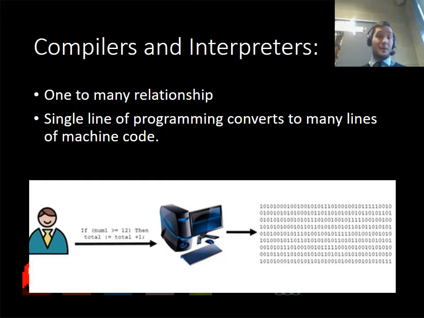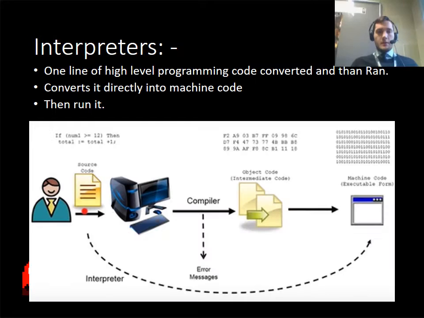So this is a one-to-many relationship, and you can see here we have our single line of programming can convert into many lines of machine code, whereas previously you noticed with the assembler that it would only do the instruction line by line, whereas this can handle multiple instructions and convert it into many lines of machine code.